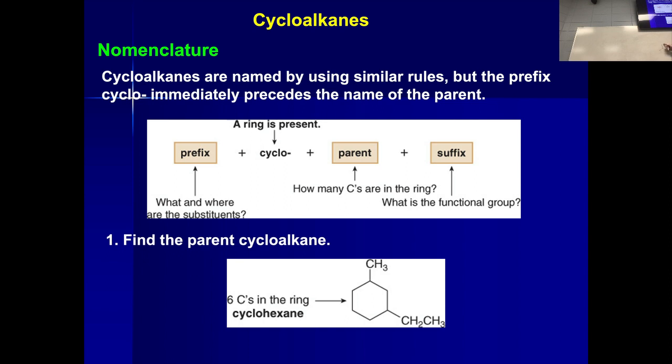1, 2, 3. 1, 2, 3, 4. 1, 2, 3, 4, 5, 6. Looks like 6 is going to be the longest chain. So I'm going to circle it again in purple.